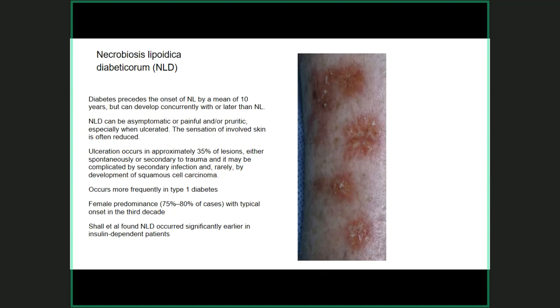Ulceration occurs in approximately 35% of these, either spontaneously or due to trauma, and these ulcerated lesions may progress to squamous cell carcinoma. Like mentioned earlier, it is more frequent in your type 1s, more common in women. Typical onset is the third decade. If it occurs in other types, it's usually in the insulin dependent.